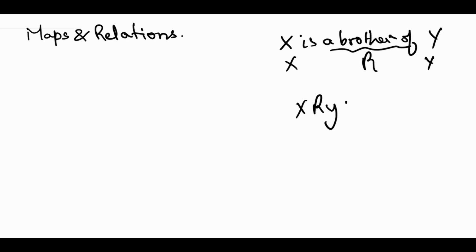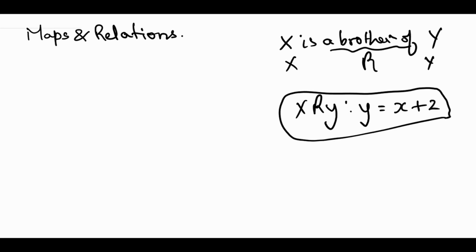In mathematics, an example could be X is related to Y if y is equal to, say, x plus 2, and this is a relation because x is related to y in a sense that you add 2 to x and you get y. So this is how x is related to y in this case. So relations are always a condition that connects two objects.